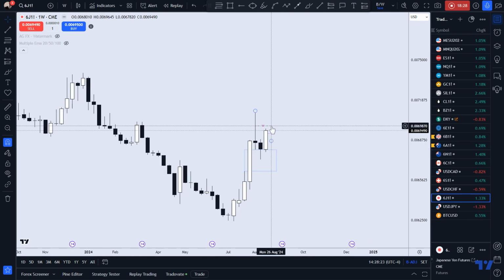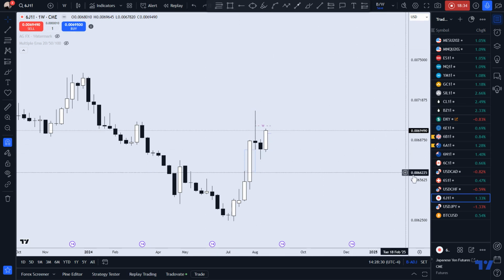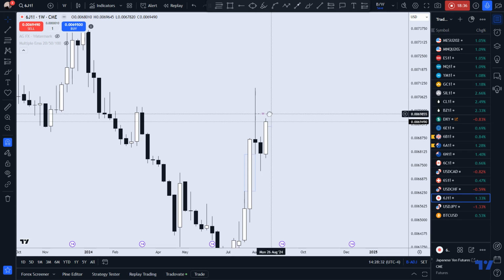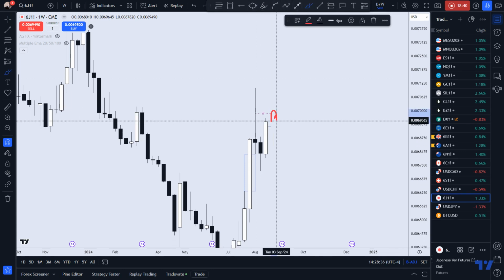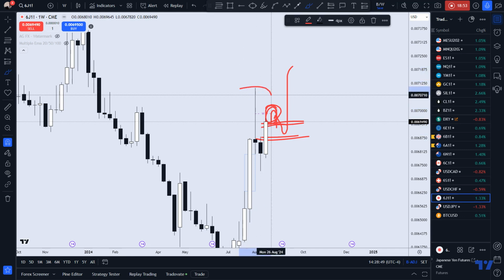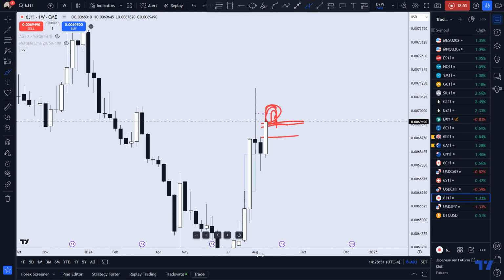I want to see if price finds resistance there, in that big wick. It goes up into it and then comes back into a fair value gap. I'm hoping on a weekly basis that price closes up here, so we have a bullish fair value gap that price can come in, and then we can take out that high. That's on a weekly basis.